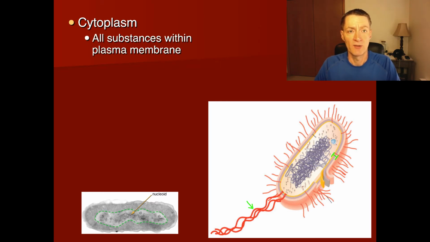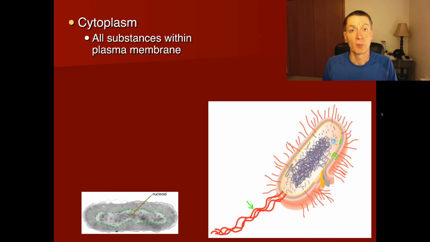Cytoplasm is basically everything inside of a cell. It's all substances within the plasma membrane. And here we're talking about the inner membrane, right? Not an outer membrane that would be associated with a gram-negative. So everything inside that plasma membrane is cytoplasm.